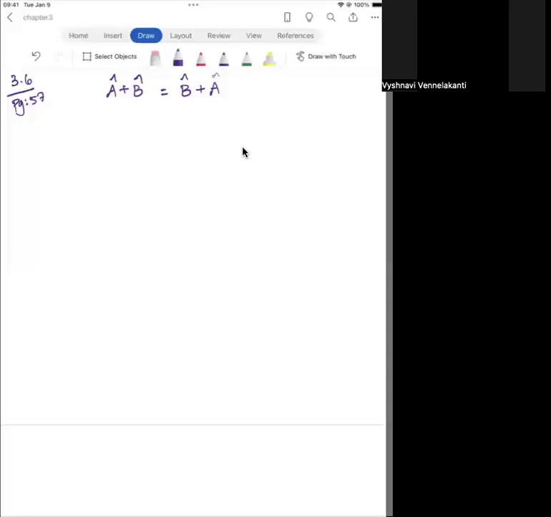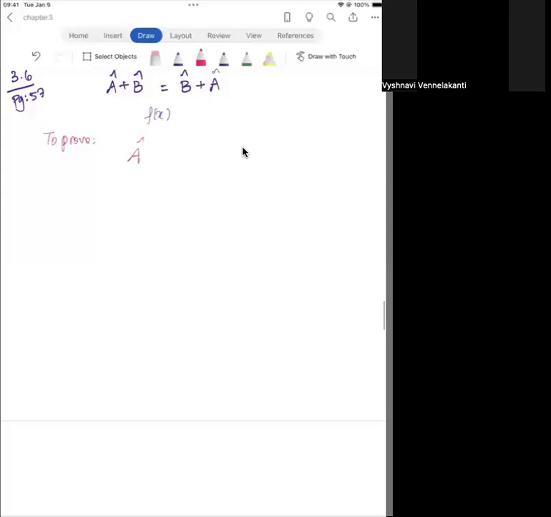In this problem, we need to prove that the sum of two operators is commutative. So in order to prove that these two operators on the left-hand side and the right-hand side are equal, we must show that they give the same result when we operate these on any arbitrary function, let's say f of x.